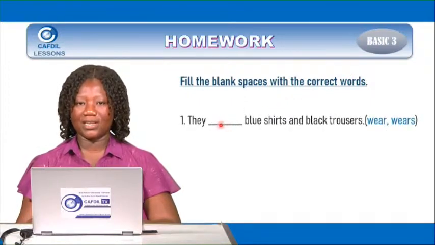Your first question is they. Then you put any of these two words there. You will put it here. And you continue with your sentence. Blue shirt and black trousers. So you would have they dash blue shirts and black trousers. So you choose one of these, okay? And please don't forget that we are using they. So you should know which one to choose.